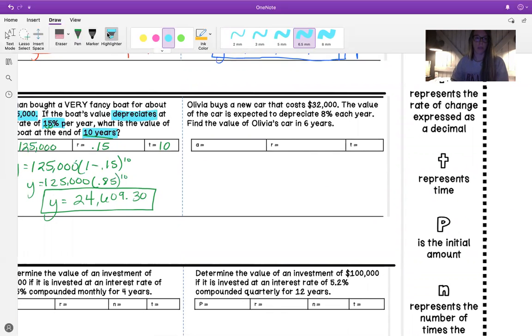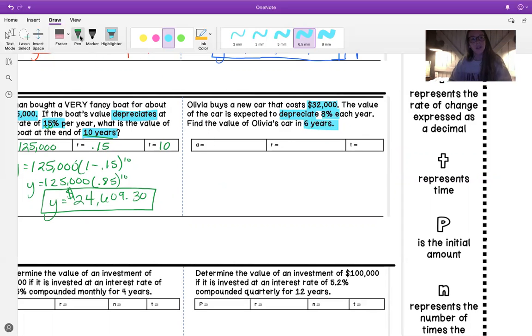Wait, let me go back. I forgot to label this. Next, we have Olivia buys a new car that costs $32,000. The value of the car is expected to depreciate again. So just like I said, it loses its value at 8% each year. Find the value of Olivia's car in 6 years.